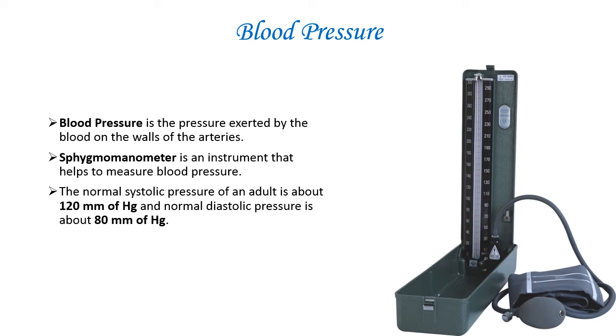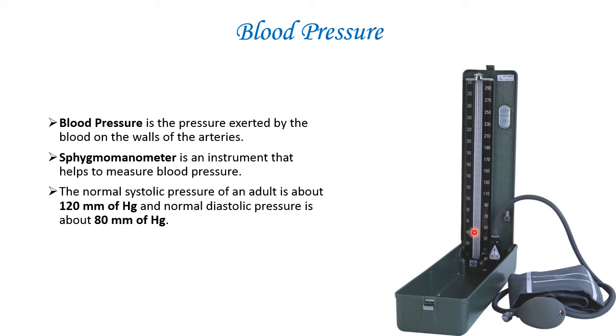Let us have a look at blood pressure. What is actually blood pressure? It is the pressure which is exerted by the blood on the walls of the arteries. Now, there are two kinds of readings of blood pressure which are taken. One is the maximum reading. Blood pressure is maximum when the heart contracts, or we can say that this is the systolic phase of the heart. During the systolic phase, the blood pressure is maximum, and it is minimum when it relaxes during the diastolic phase. And this blood pressure is measured by an instrument which is known as sphygmomanometer.